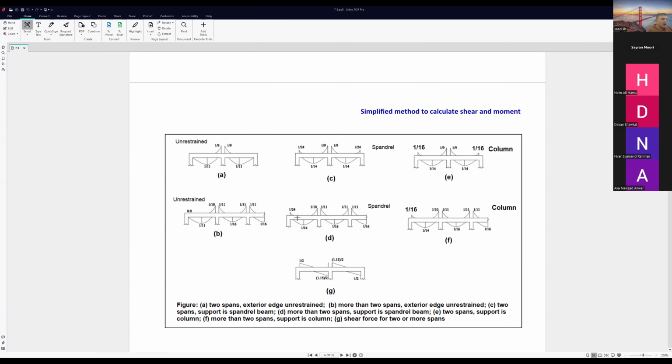What's the difference between C and D? C is 2 span, D is more than 2 span. WL square over 24 like this, WL square over 14, same. WL square over 10, not 9 here. WL square over 11, WL square over 16, WL square over 11, WL square over 11, WL square over 16, then it's continuous to WL square over 11, like this. So we have also column. If we have 2 span here, if we have this 3 span. I think it is clear now.